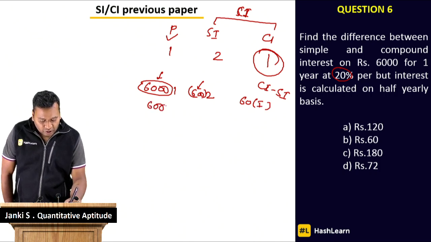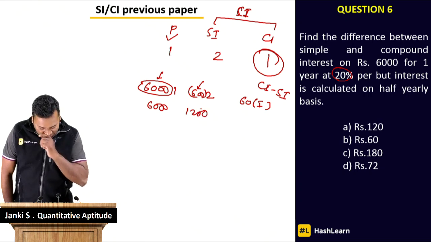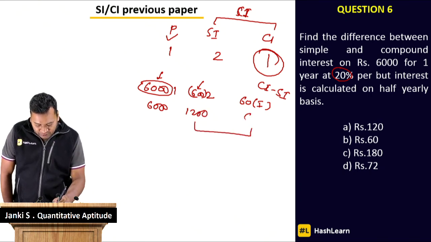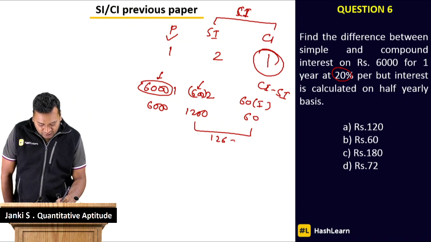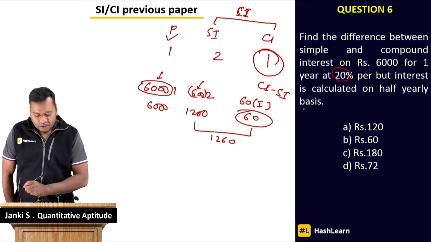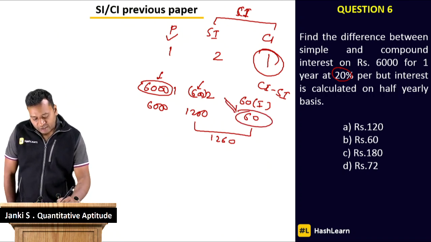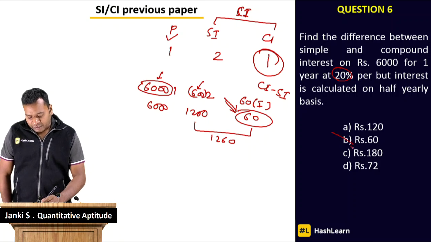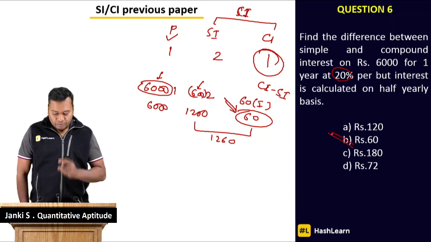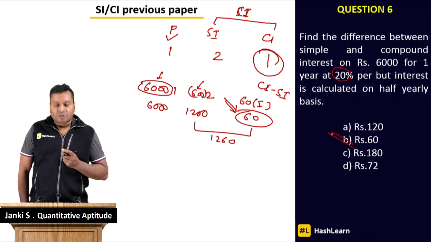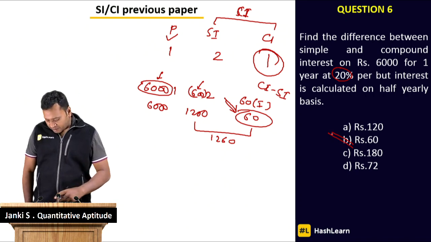So 6,000 is my principal value. Now you can identify 1200 is my simple interest, and 1200 plus 60, 1260 was my compound interest. Here I'm interested in this part. This part is nothing but 60. That means the difference between simple interest and compound interest will be nothing but 60 here. So this is another thing which you can directly utilize.